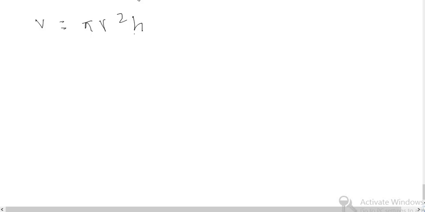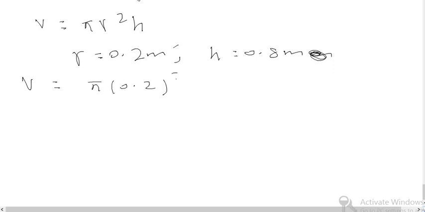From the diagram, we know r is equal to the diameter over 2, which is 200 millimeter. Let me convert it to meter. We have 0.2 meter, and also the height is 0.8 meter, that is 80 millimeter, and we convert it to meter. Therefore we can get the volume, which is going to be equal to pi into 0.2 squared times the height, which is 0.8.